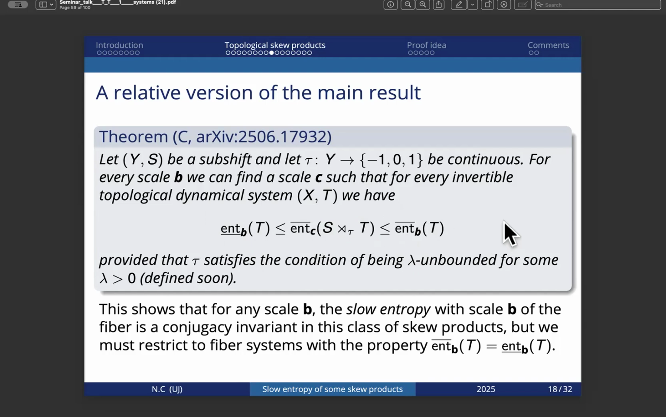So this shows that if you choose a scale B, then the slow entropy with scale B is a conjugacy invariant in this class, but you need to restrict to the class of T's with the property that the upper and the lower entropy coincide, which is not always true, but it's also not a horrible assumption.